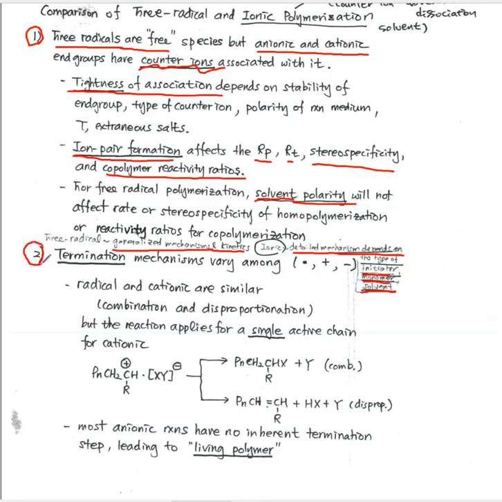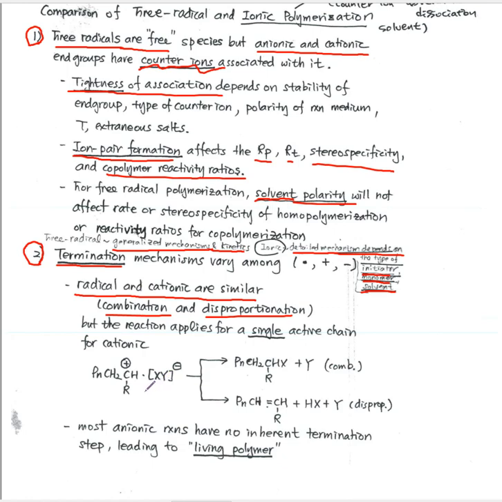The second difference between free radical and ionic polymerization is that termination mechanisms vary among these species: free radical, cationic, and anionic. For free radical and cationic polymerization, the termination mechanisms are similar. They have combination and disproportionation. But the result is a little bit different actually. When you learned about free radical polymerization, for combination, we basically combined two living free radical chains, right? They form dead chains with a longer chain length.